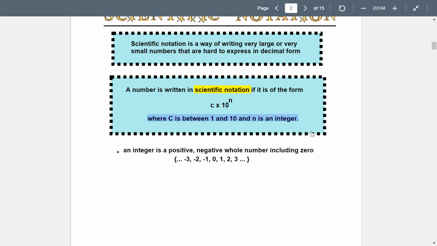So that means you're going to either multiply or divide by 10 a certain number of times, thus moving your decimal point that many times. And whether it's positive or negative tells you whether the number gets larger and you multiply, or whether the number gets smaller and you divide.